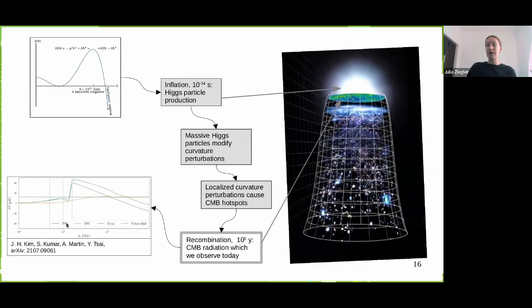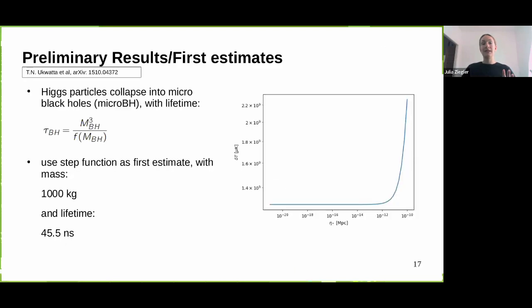So now we have understood everything. We know how to get the curvature perturbations on the CMB, and how to get the CMB hotspots. And now we can look at some preliminary results. These results are just preliminary, where we are using some first rough estimates, since the exact results for the tachyonic Higgs particles are still underway. So we plan to do some lattice calculations. So while we are waiting for these results, we are using some first rough estimates.